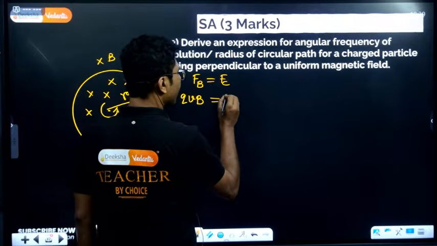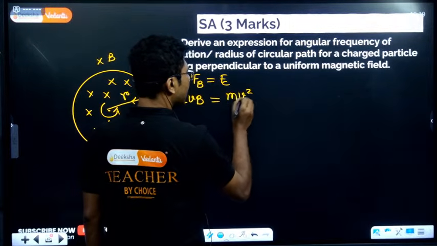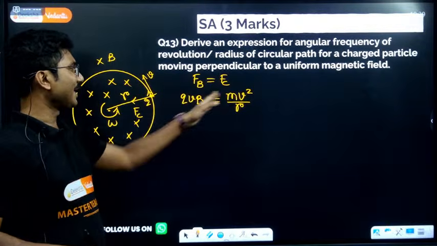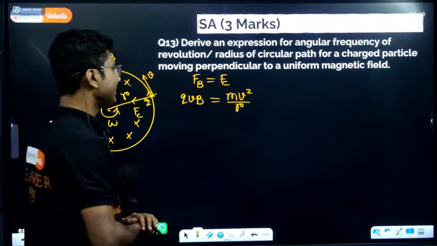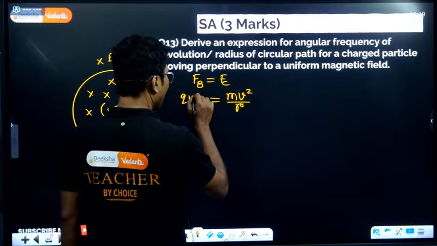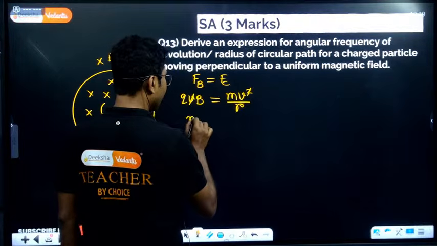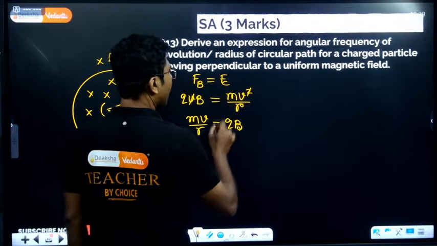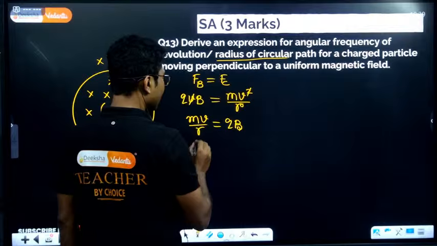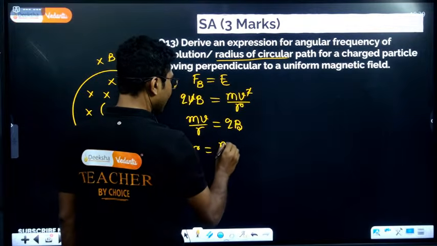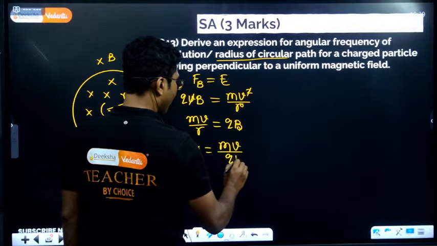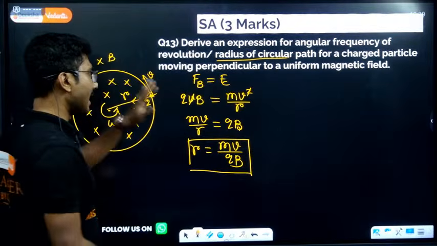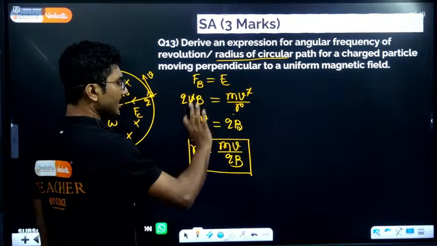And what is centripetal force? In your first PUC you have studied centripetal force is given by mv square upon r. Velocity is the same on both sides, so one of the v will be cancelled, so we can write mv upon r equals q into B. Now let's find the radius of the path first. So radius of the path will be mv upon qB. That's it. Just do the cross multiplication, you are done.